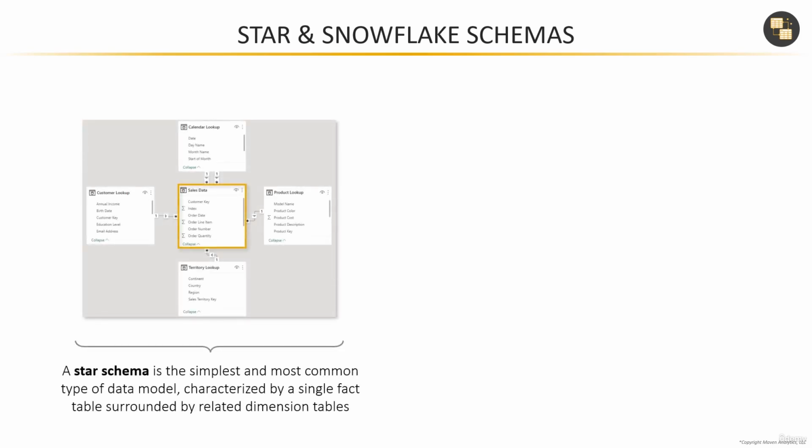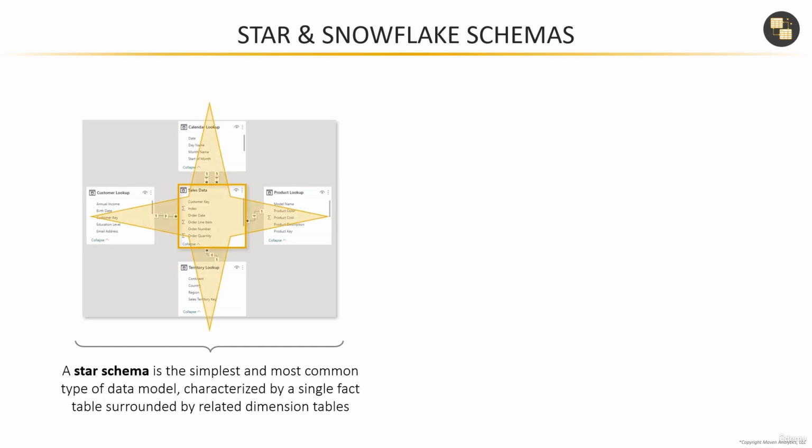This is known as a star schema. It's the simplest, most common type of data model, and it's characterized by a single fact table, in this case sales data, surrounded by related dimension or lookup tables, in this case calendar, product, territory, and customer. And it's called a star schema because when you lay out or organize your tables in this way, it kind of resembles the shape of a star.